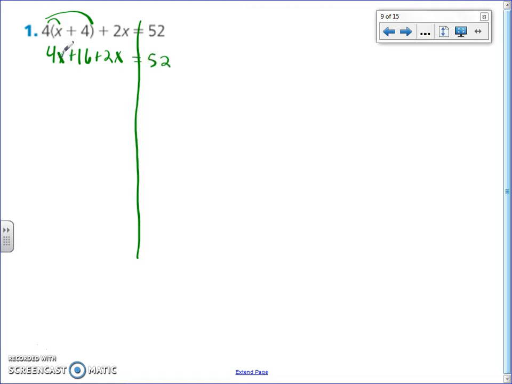Once you've distributed, combine like terms. I have a 4x plus a 2x giving me 6x plus 16 equals 52. Subtract 16 from both sides to get the numbers all on the same side. 6x equals 36. That didn't seem right to me. And divide both sides by 6, and you get x equals 6.